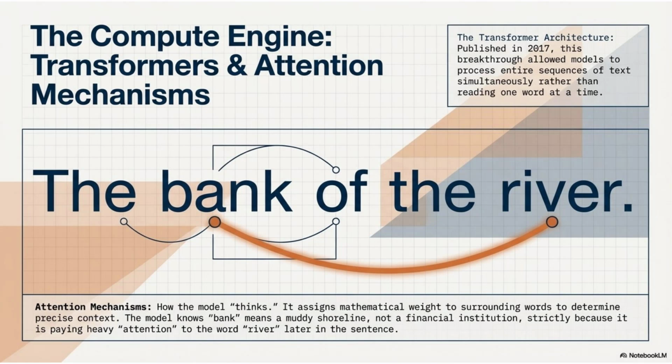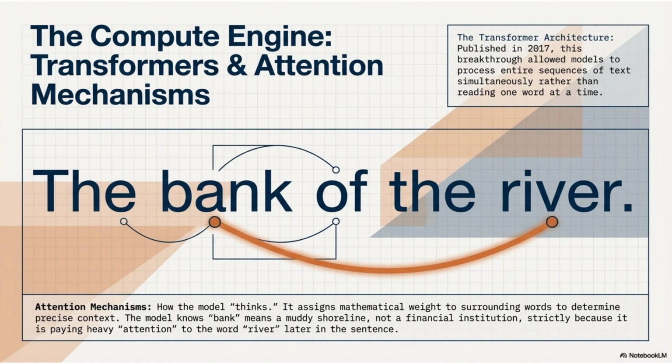And here's a preview of the compute engine that powers everything: transformers and attention mechanisms. This is the architecture published in 2017 that changed everything. Before transformers, models processed text one word at a time, sequentially. Transformers process entire sequences simultaneously, which is dramatically faster and more powerful. The key innovation is the attention mechanism.